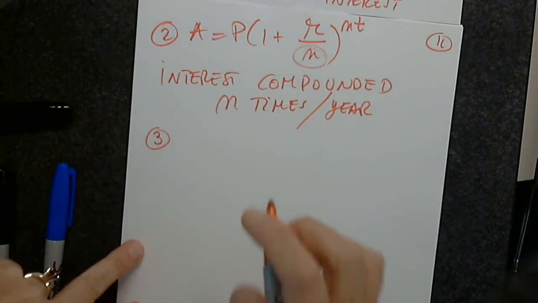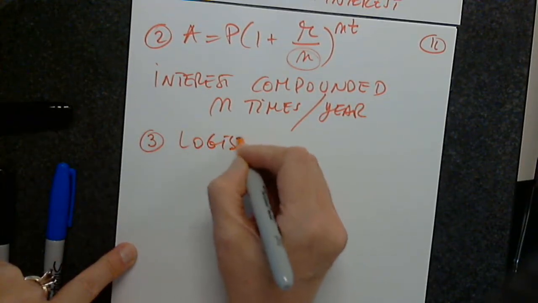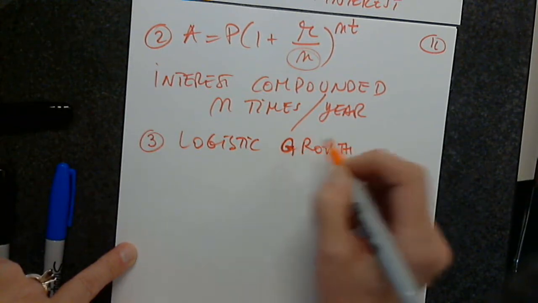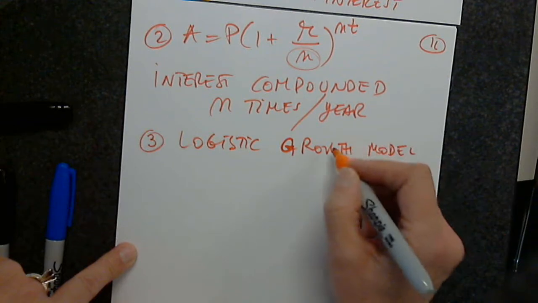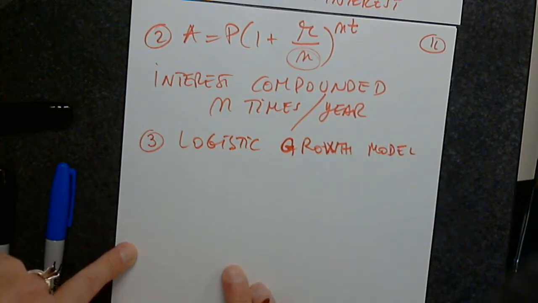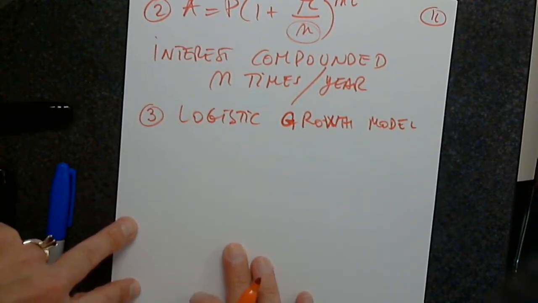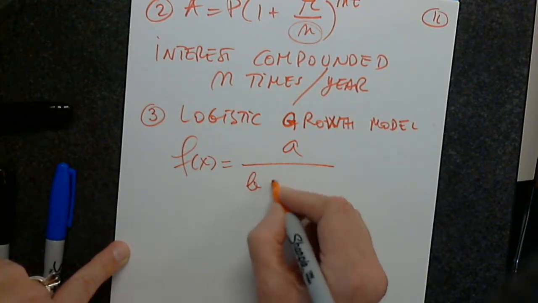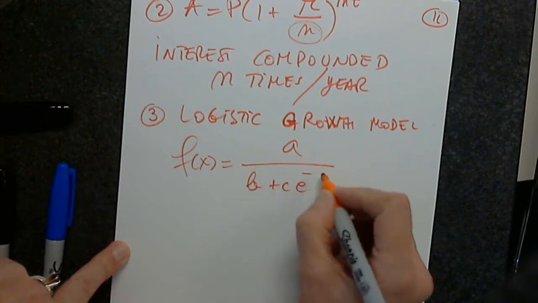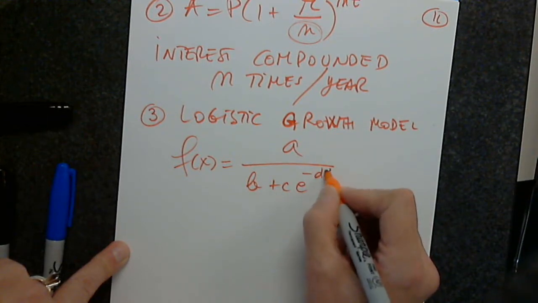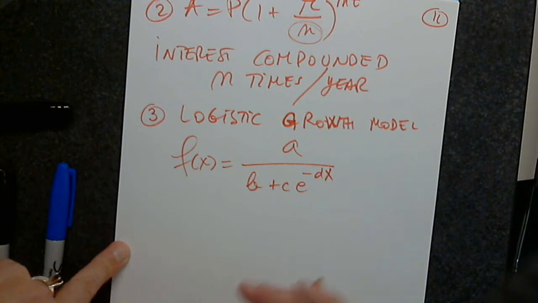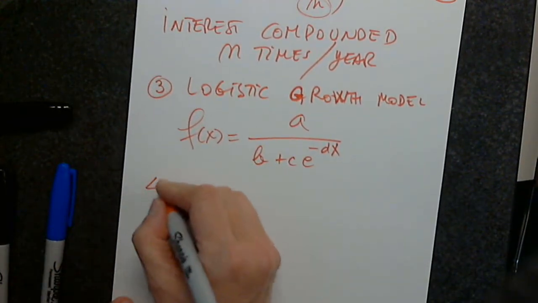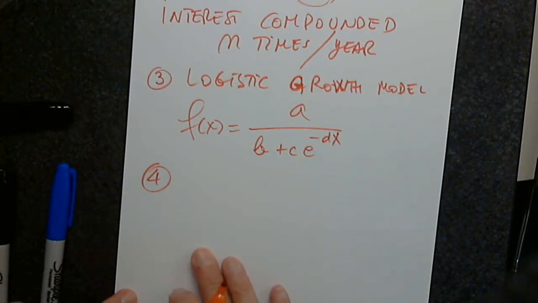So the next one, the logistic growth model. You do not have to memorize it. It will be given to you. It's something that looks like this. You don't even have to write it. It will be completely given to you. Number 4, the exponential growth model.